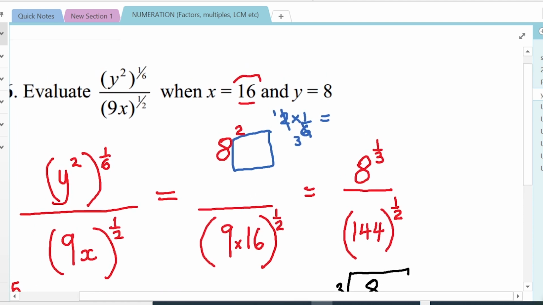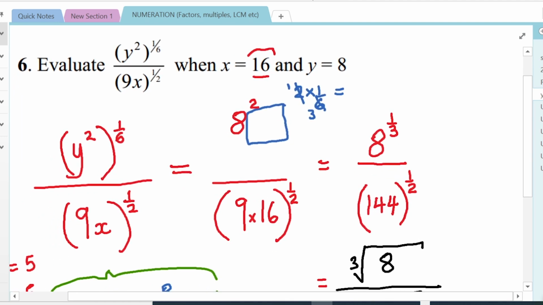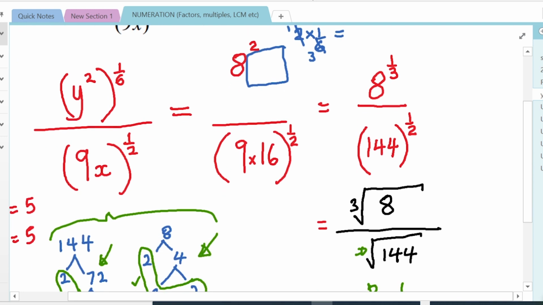So again, to be able to do this one comfortably, you're supposed to be comfortable with indices, the laws of indices, and it goes hand in hand with logarithms, but mostly the laws of indices.